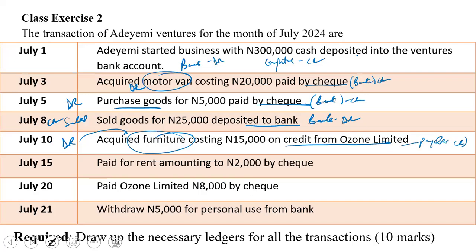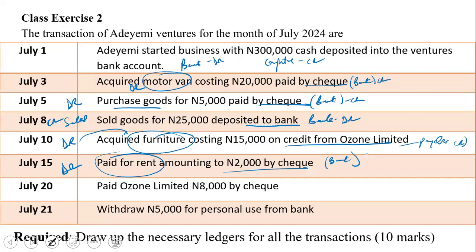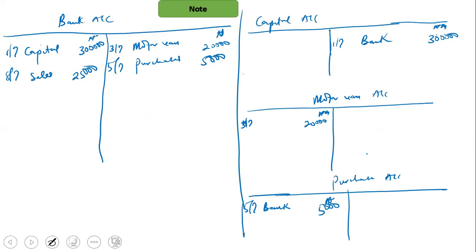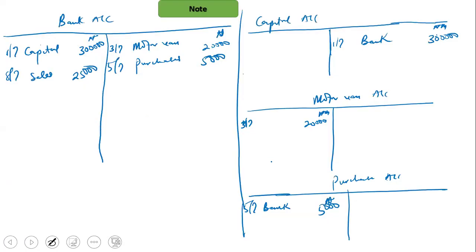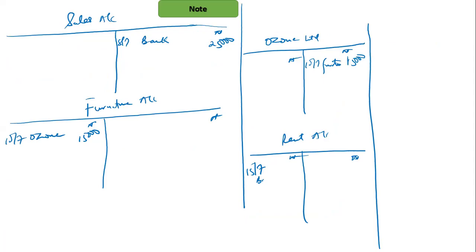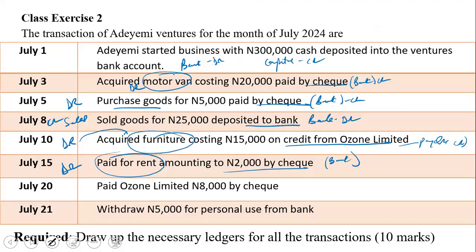Now we also have the fundamental one. What's the next one? Paid for rent. Rent, and this, remember, rent expenses in debit, bank is credited. So I don't have rent account, so I open rent ledger. And what's the date? The date we have is July 15th. And what's the amount? We have the amount to be 2,000. So it goes to our bank, 2,000. Corresponding entry of the bank will be credited 15th of July, 2,000. They want rent. Is that all?